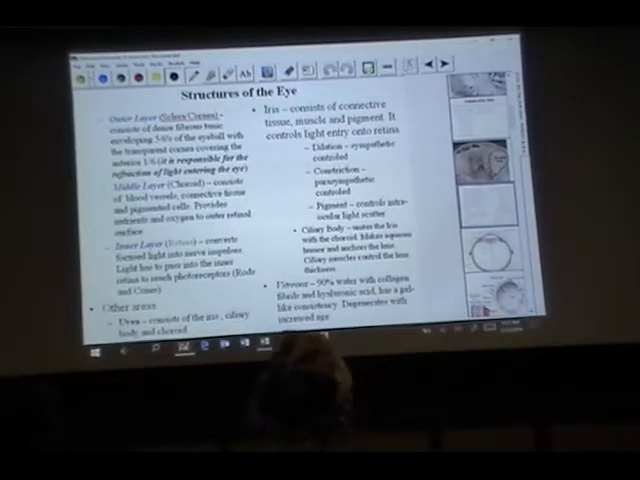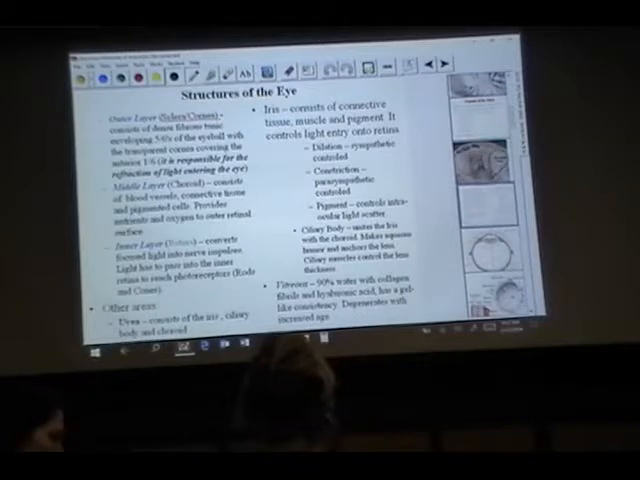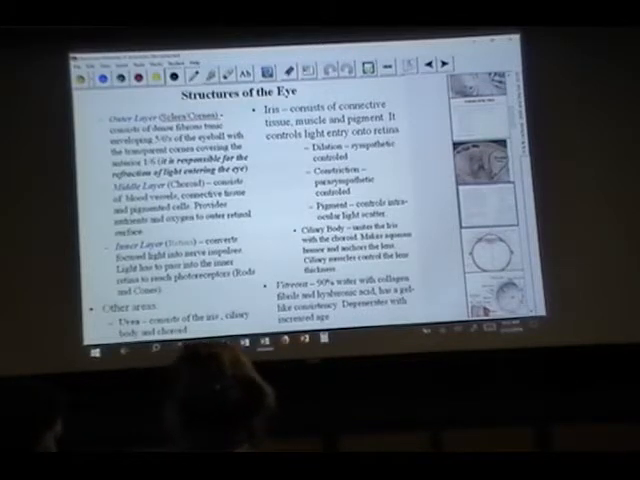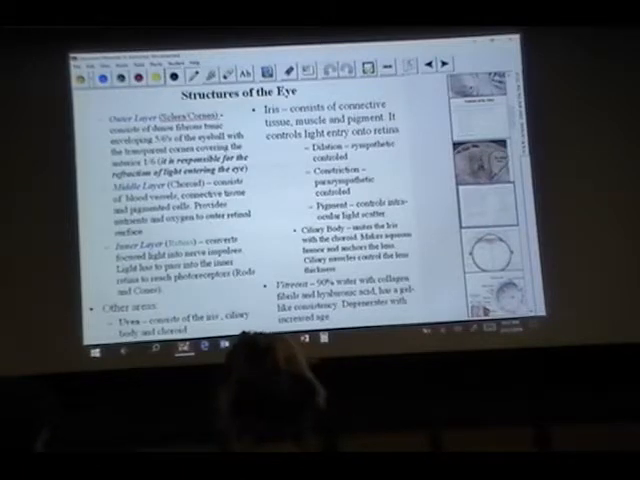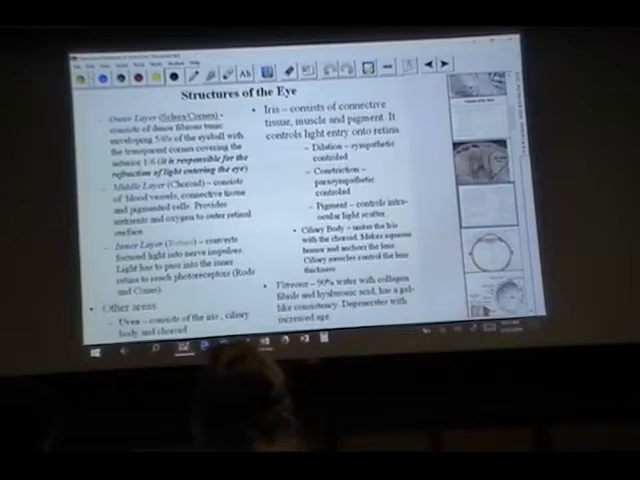What happens during aging, unfortunately, the biggest problem with aging is that we don't replace cells as often. We have a tendency to dehydrate a little bit faster, and in this case, when the vitreous dehydrates, it then pulls in on the surface of the retina and can detach it from the posterior wall of the eyeball.